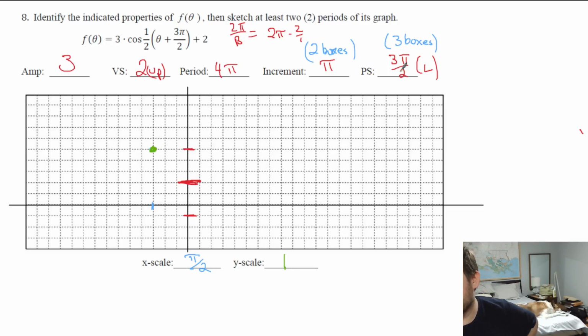And now just follow the pattern. We're going to walk by the increment, which is 2 boxes. So 2 boxes over. Then we're going to go to that midline. Then we're going to go 2 boxes over, down to a min. 2 boxes, midline. 2 boxes, max. And so on, 2 boxes at a time.